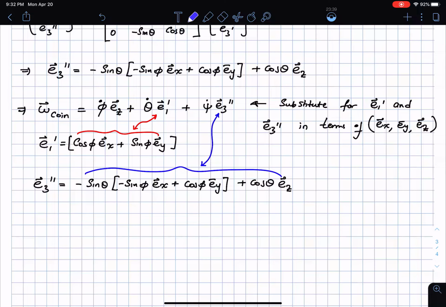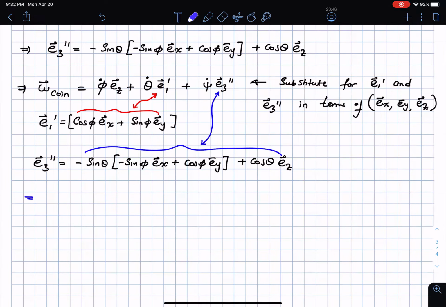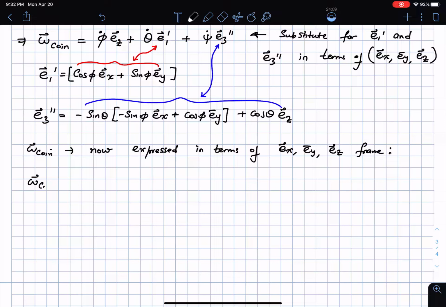And if I do the substitutions and write omega coin with respect to the XYZ coordinate frame, it will now be expressed in terms of the Ex, Ey, Ez frame. And here is the expression. It's fairly non-trivial. Omega coin is going to be theta dot cos phi plus psi dot sine theta sine phi in the Ex direction.